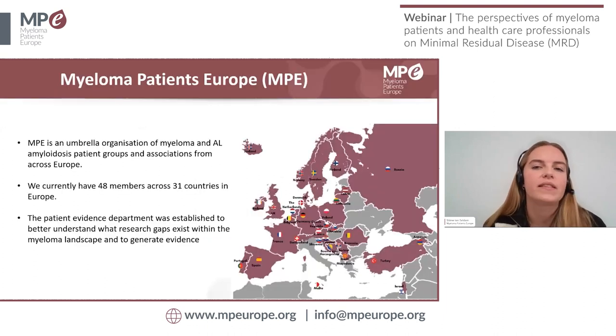Myeloma Patients Europe is an umbrella organization of myeloma and AL amyloidosis patient organizations across Europe. MPE currently has 48 members based in 31 countries. Our mission is to provide education and information and to support our member groups. The project we are presenting today is part of MPE's patient evidence department, which was established to better understand what research gaps exist within the myeloma landscape and to generate evidence that seeks to influence decision makers and ultimately improve treatment, care and access for all myeloma patients and their families.